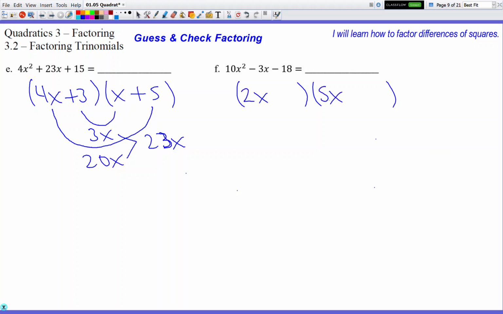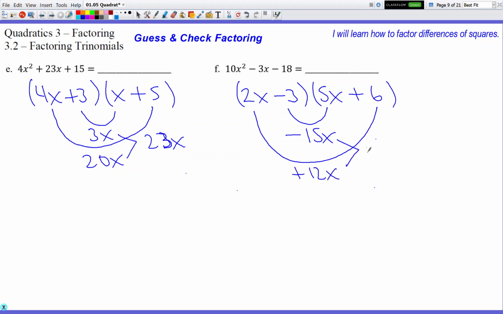I made mistakes already, like I said. I went through all the guessing and checking already. And this is going to be -3 and +6. Let's see if it makes the numbers, right? 2x, 5x, yep, 10x squared. -3, +6, yep, that's -18. And then let's do inside, outside. Inside is going to be -15x. Outside is going to be +12x, and when they join forces, they make -3x.